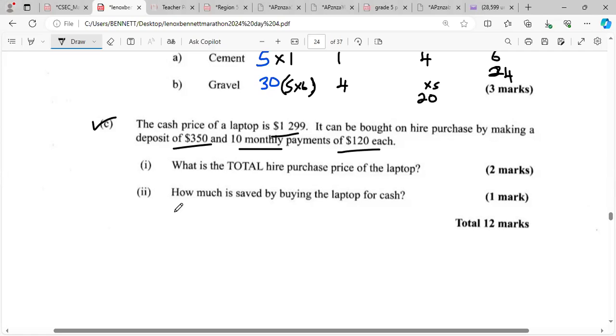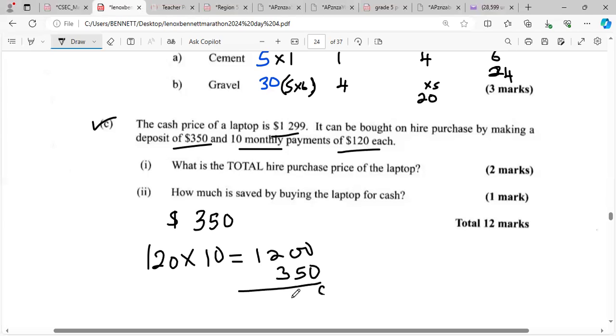Now, total hire purchase is equal to the deposit plus the total monthly installments. So the $350 is the first money where you pay down. And then you're going to pay for 10 months, $120 each. That is a fixed amount, so it will be 120 times 10 months, which gives you a total of 1,200. And then all you do is add the 350 to it to get the total, which comes to 1,550. So this will be the answer for this one. A very nice 2 marks, guys.